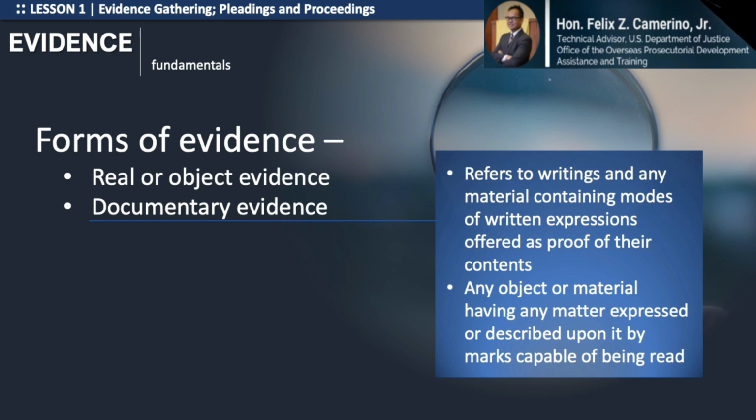So if we quickly read it, it says it refers to writings and any material containing modes of written expressions offered as proof of their contents. It further goes on saying any object or material having any matter expressed or described upon it by marks capable of being read. So again, it is the content of the document, such that the document doesn't necessarily need to be a piece of paper. It could be any object, so long as it's not the object that's being presented, but the content that is on that object: the writings, the markings, the expressions.